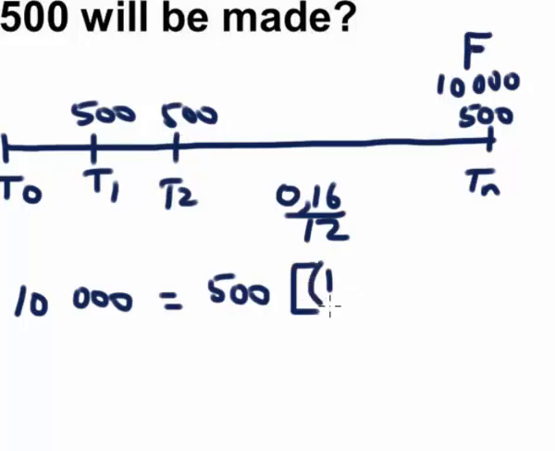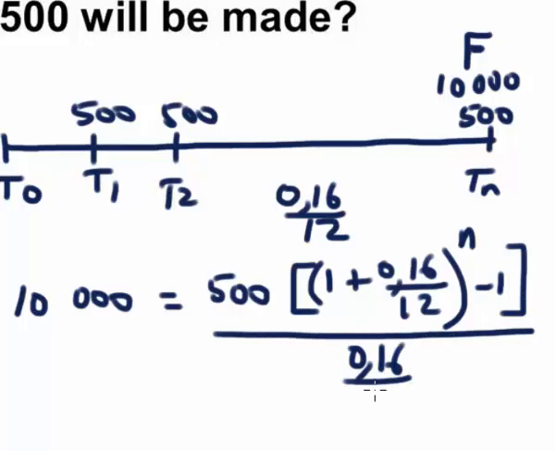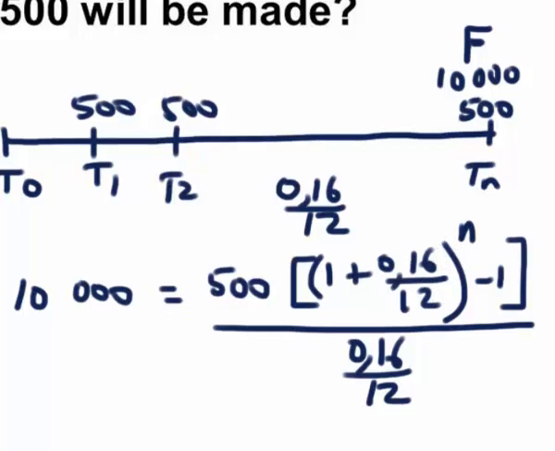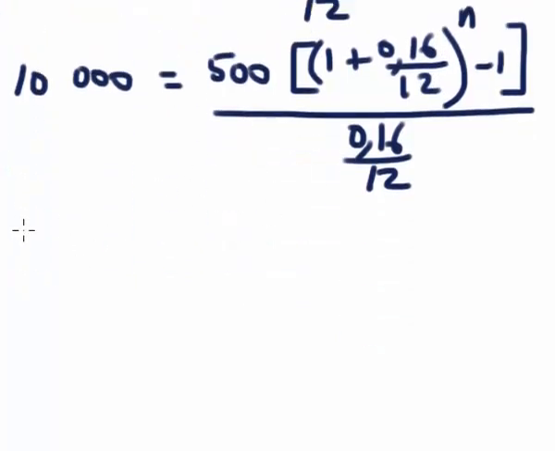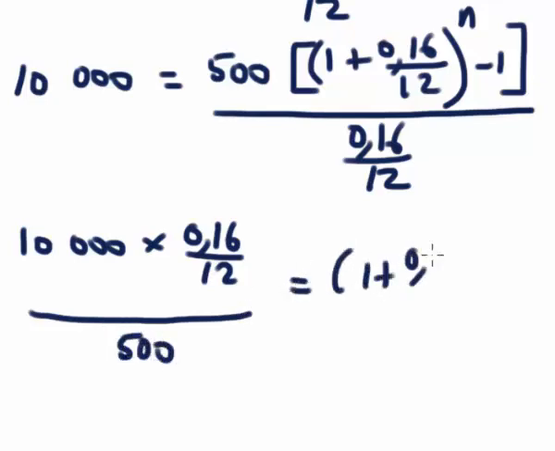So this is going to give you 1 plus 0.16 over 12, and there are n of those payments, divided by 0.16 over 12. Remember, this is future value. It's not a loan, you are saving money for the future. We've got to solve for n, so we're going to be bringing in a little bit of logs here. Let's multiply both sides by 0.16 over 12, and then divide by the 500, which will then leave us with just this.